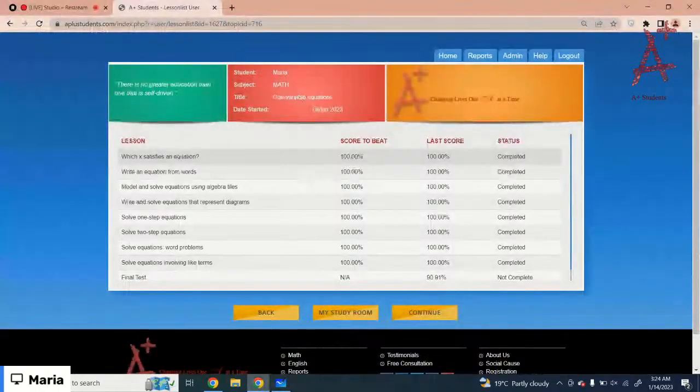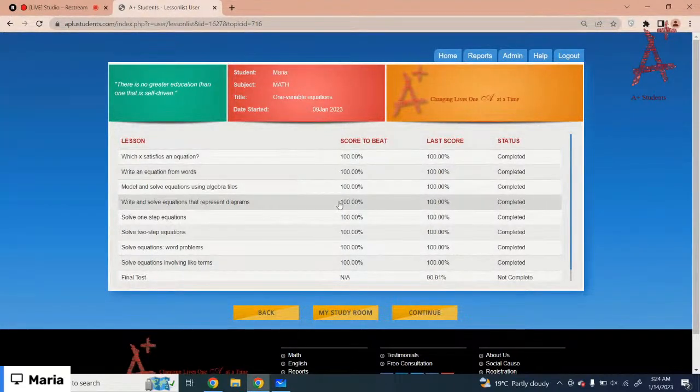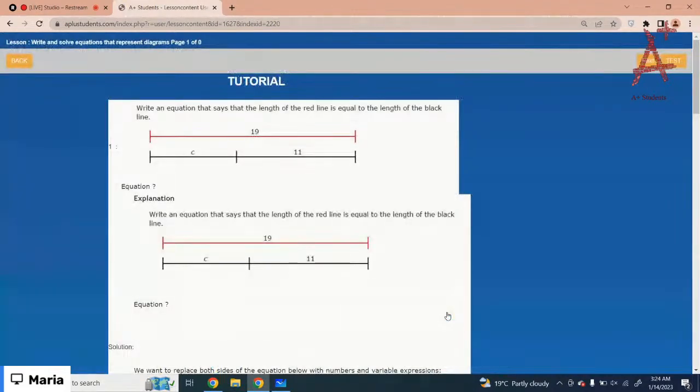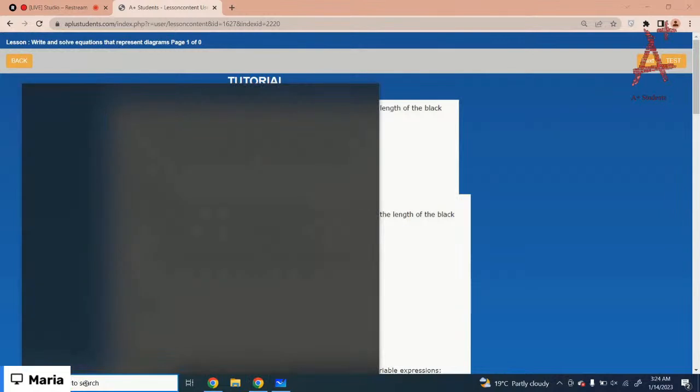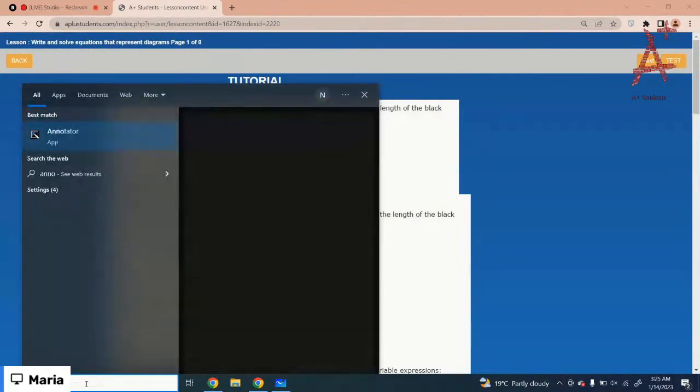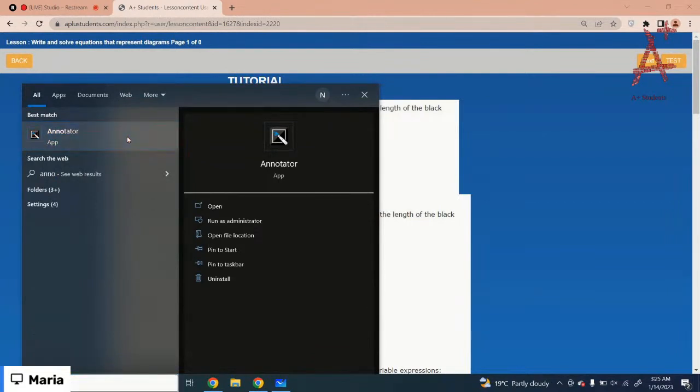Okay, here I am on grade 7 math. The chapter name is one variable equation, and let's start with the lesson: write and solve equations that represent diagrams. Okay, let's start with the first example. Write an equation that says that the length of the red line is equal to the length of the black line. So you're given two of the lines and you have to write down the equation that says the length of both the lines are equal. I got it.